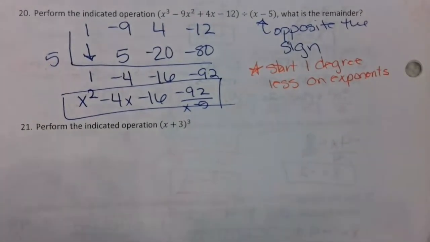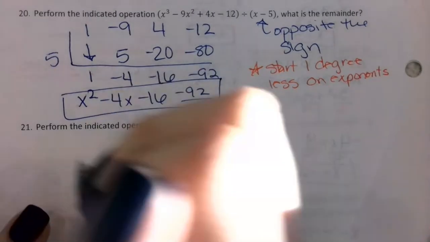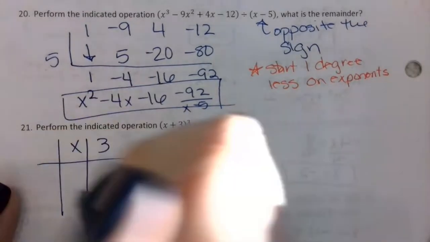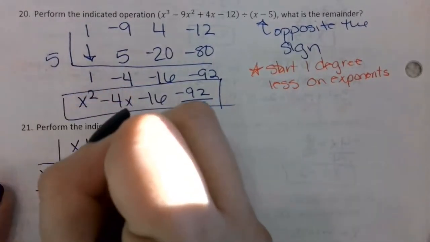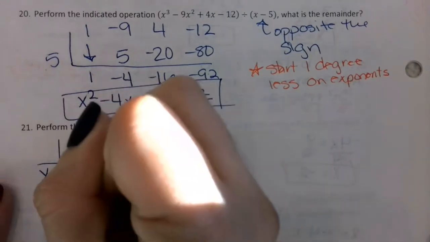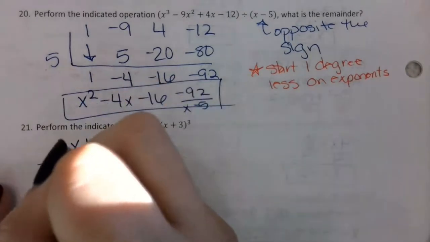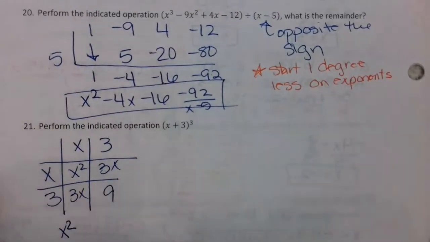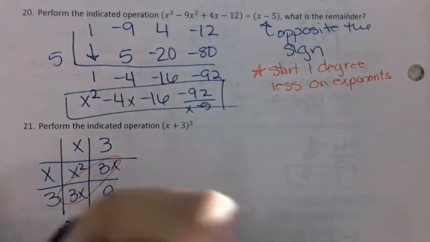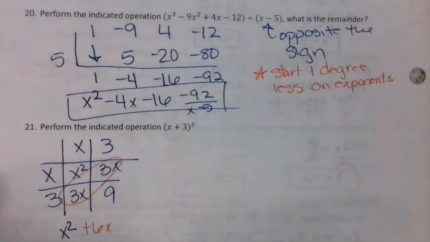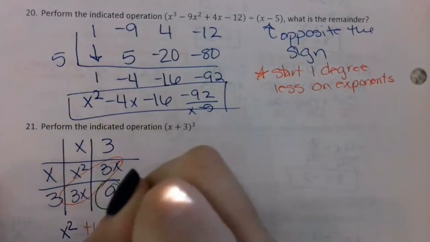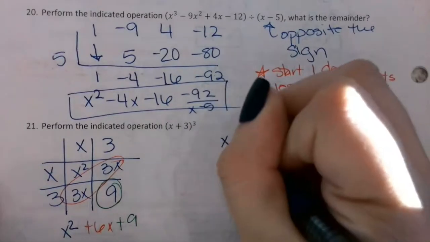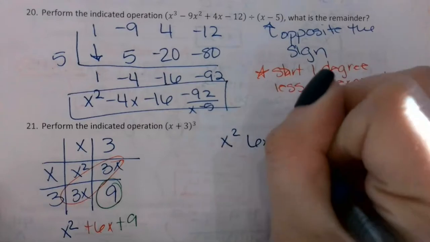Okay, number 21 wants me to perform the indicated operation. It's raised to the third power, so I'm going to do multiplication. I'm going to do the box method twice. So I get my first answer, which is going to be x squared, 3x, 3x, and 9. I combine my like terms. I get x squared. Then I have 3x plus 3x, which is 6x. Then I have 9, which I just write here. And I'm going to take these and use them again in the box method.